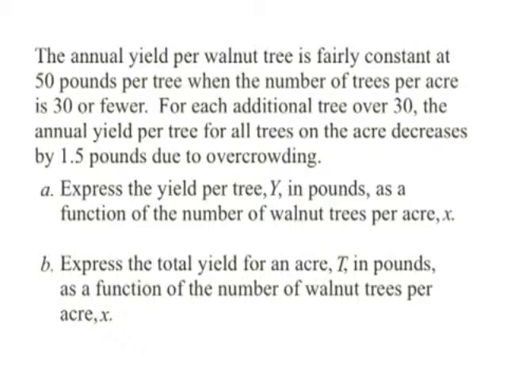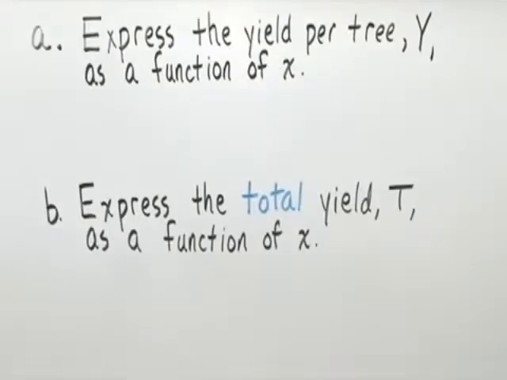And in Part B, we use that information from Part A to express the total yield for an acre, T, in pounds as a function of the number of walnut trees per acre, X. So we need to determine how to write a function with our given information. Now we're told if we have 30 or fewer trees that the yield is 50 pounds.